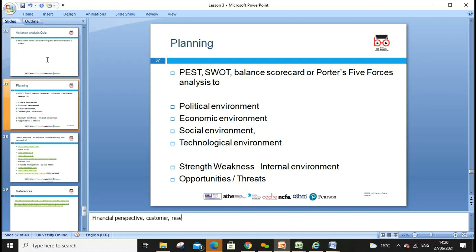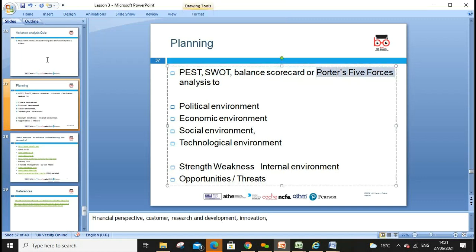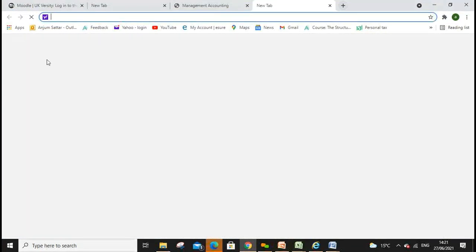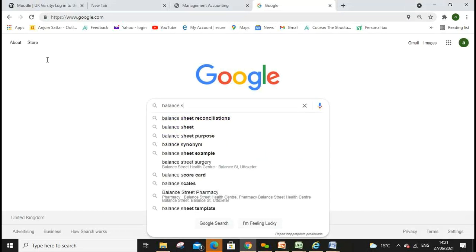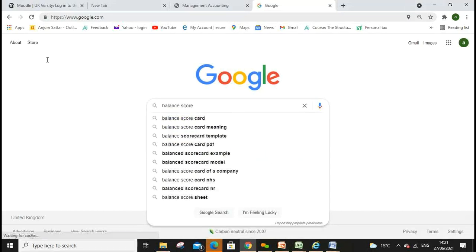The balanced scorecard is an approach where we can look at the financial perspective, the customer perspective, research and development, and innovation. We can look at different perspectives. If you want to explore further, everything is on Moodle as well. Porter's five forces is a model we can use for planning purposes: customer bargaining power, supplier bargaining power. These models we can embed in our writing.